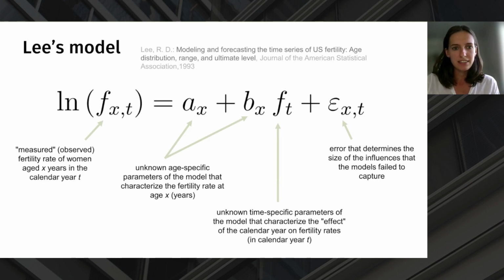a_x and b_x are unknown age-specific parameters of the model that characterize the fertility rate at age x, and f_t are unknown time-specific parameters of the model that characterize the effect of the calendar year on the fertility rate in year t. And the last one, e_xt, represents the error that determines the size of the influence that the model failed to capture.